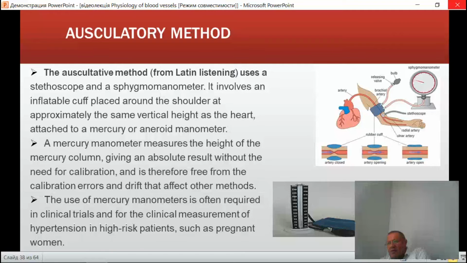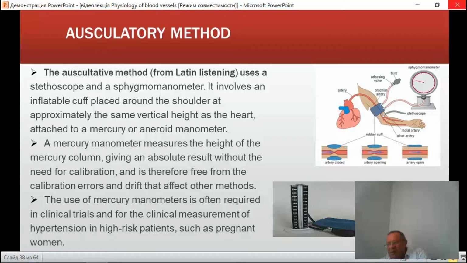The auscultative method, from the Latin for listening, uses a stethoscope and sphygmomanometer. It involves an inflatable cuff placed around the arm at approximately the same vertical height as the heart, attached to a mercury or aneroid manometer.